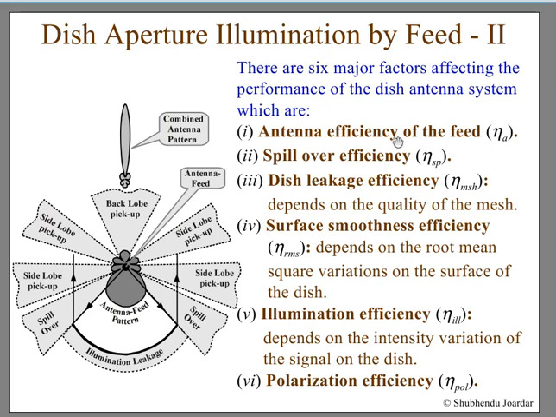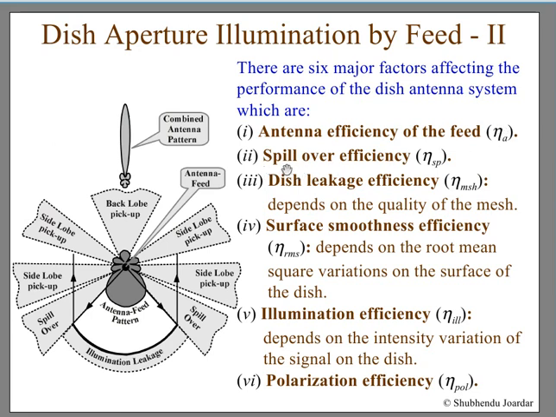Now, aperture efficiency is calculated from these things that I explained, and it consists of the product of these particular things. So there are 6 major factors affecting the performance of the dish antenna system, which are efficiency of the antenna feed. That is, the antenna efficiency. That is R divided by RL plus RR. We will discuss this. I'll give you slightly more details.